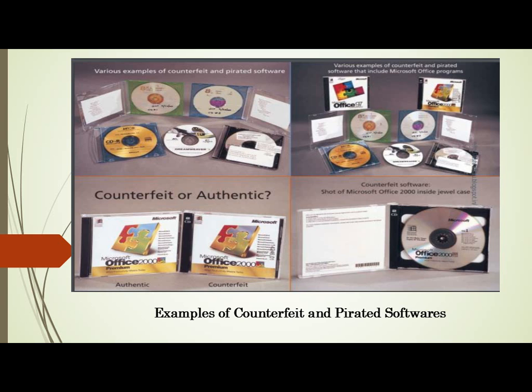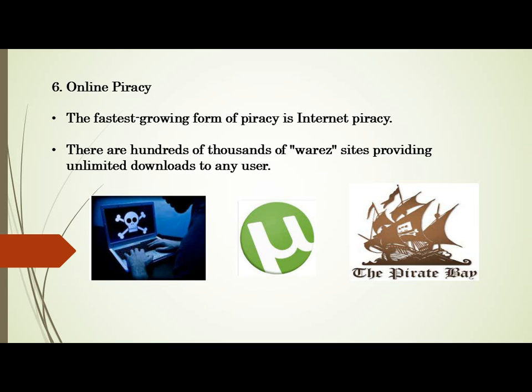So we have here examples of counterfeit and pirated software. As we can see here on the counterfeit, they are using a wide variety of storage, CD, DVD, but the packaging is not legitimate, poor quality, or sometimes the counterfeit and the authentic are somewhat similar in terms of color and packaging, so it's very hard to identify sometimes, but we have to check it very well. Number 6, online piracy. The fastest growing form of piracy is internet piracy. There are hundreds of thousands of various sites providing unlimited download to any user. For example, Pirate Bay, torrents.